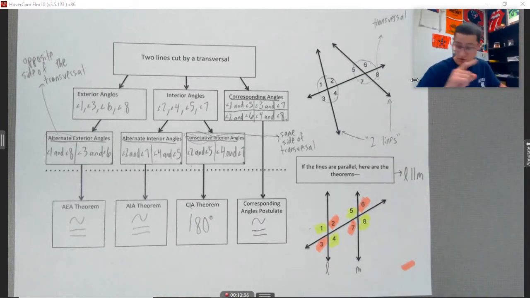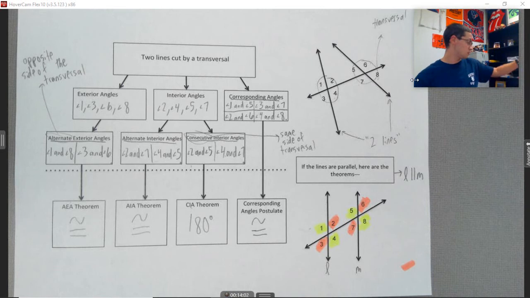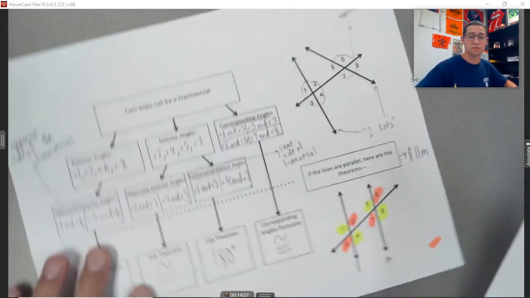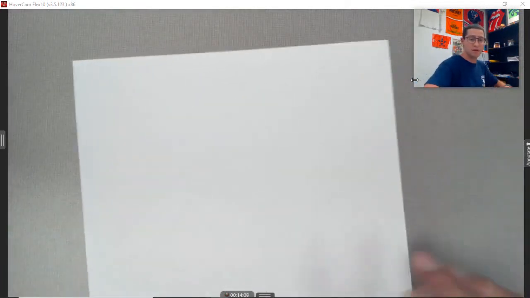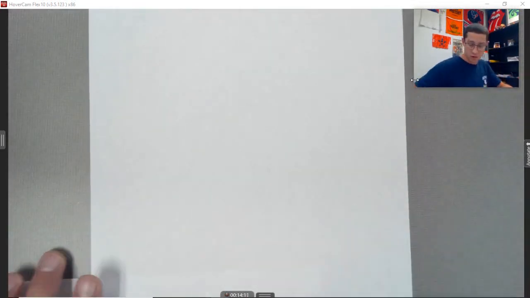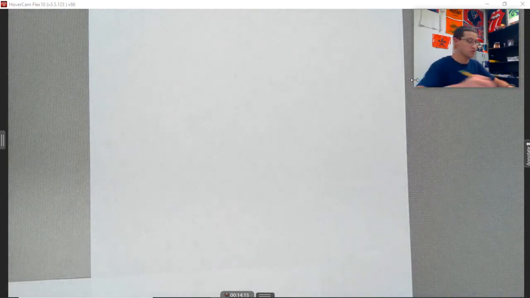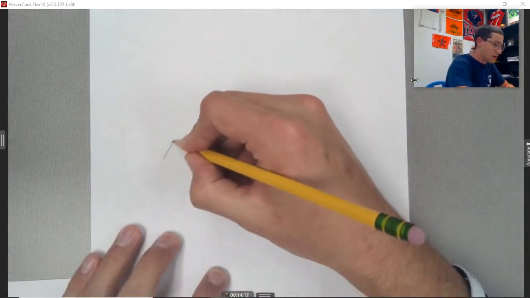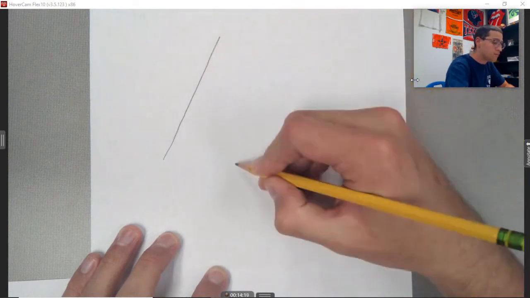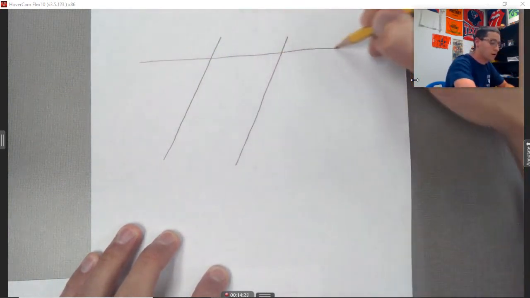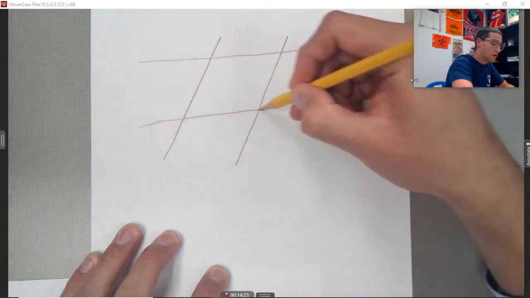All right, I do want to do one example. I'm going to do it on a different sheet so I can reference our little study sheet in here. So here we go. We're going to do one relatively hard example of parallel lines and transversals. I've got a line, and I've got another line, and on this one I've got one here, and then I've got one here.